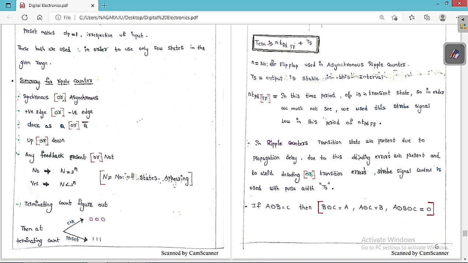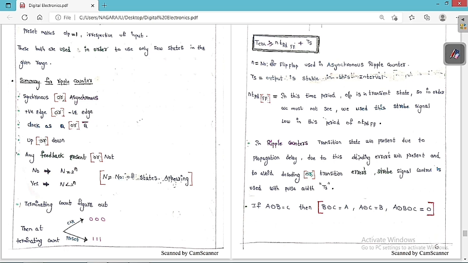Because if you see the transition state also, people may think that it is also a stable state. So in order not to confuse them, we use the strobe signal with pulse width TS. There the output is stable, whereas for the remaining time period it is low, because there we would see the transient state. So if we keep the strobe signal 0, people are not able to see the transient state. Like this we do it.